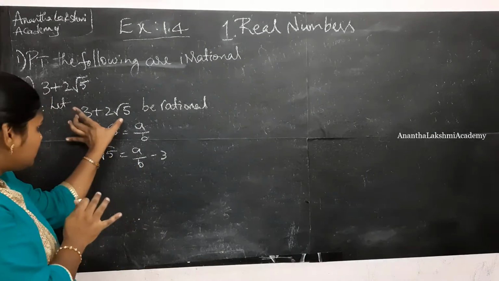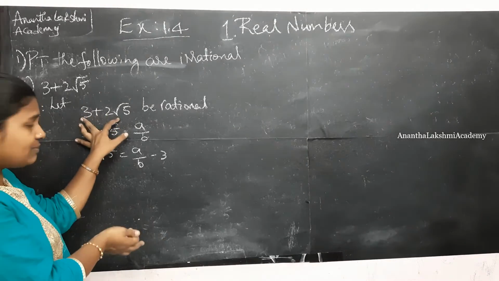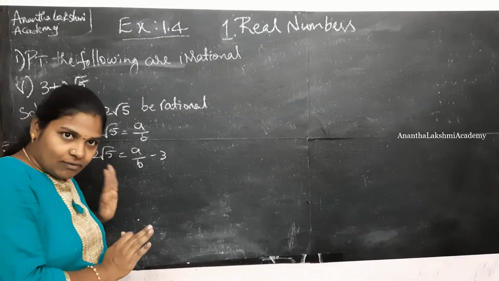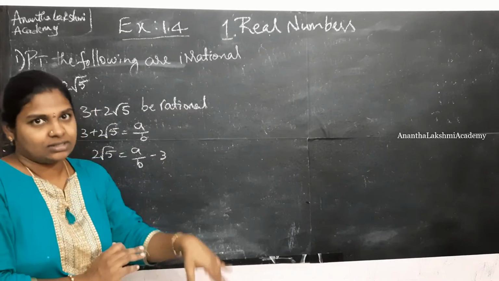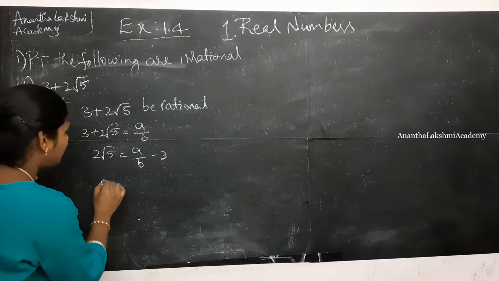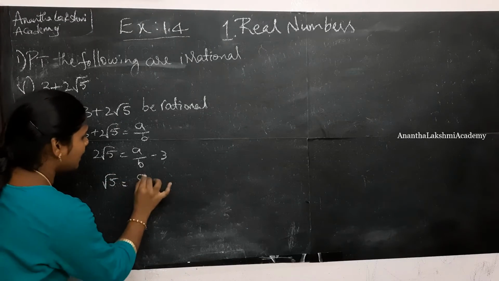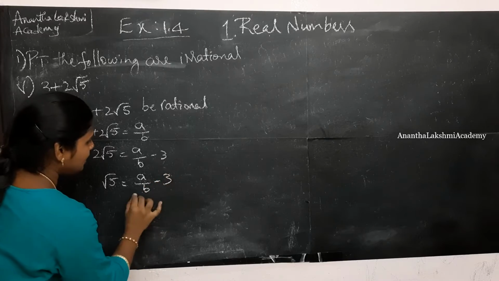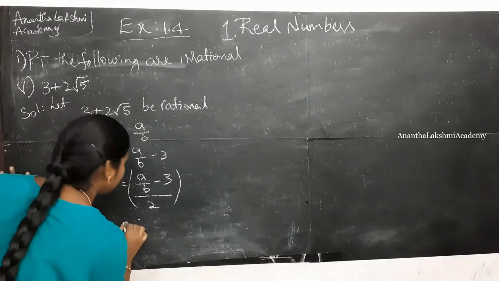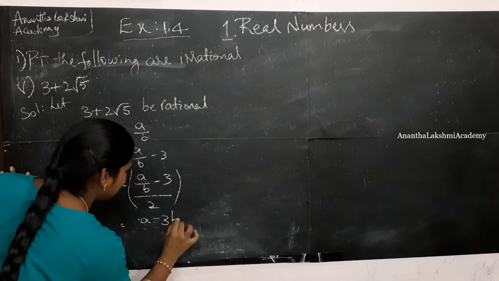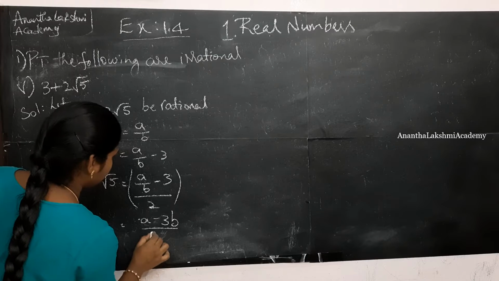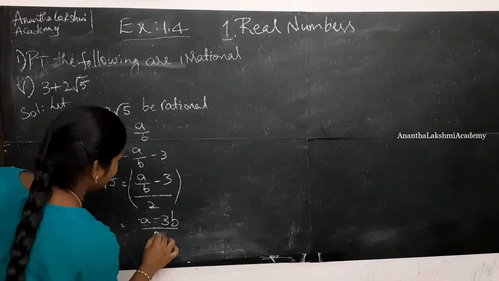So when a summation of rational or irrational numbers is given like this, you have to make sure you have the square root on one side and the rest of the numbers on the other side. So here that is what I am trying to do. So root 5 is equal to a by b minus 3 by 2. Alright. So this becomes a minus 3b by 2b.